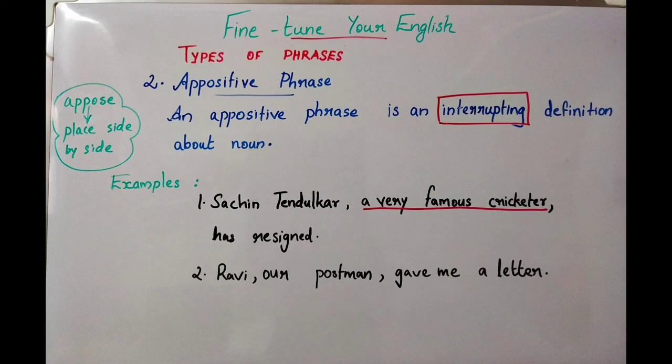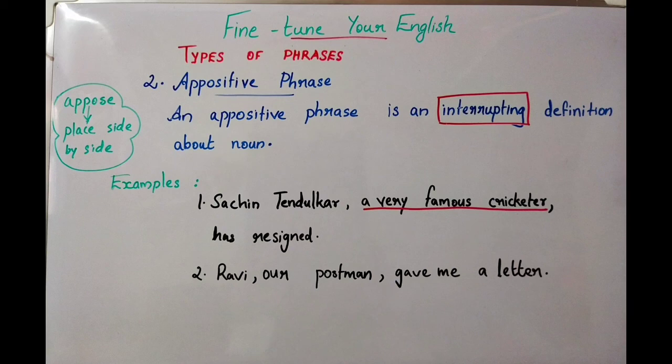See the first example. Sachin Tendulkar, a very famous cricketer, has resigned. Here in the sentence, a very famous cricketer is the appositive phrase. It says something more about the noun Sachin Tendulkar. We are getting the information that Sachin Tendulkar is a famous cricketer. Just remove this appositive phrase from the sentence. Sachin Tendulkar has resigned. It's a complete sentence. So, the sentence will be complete if we remove the appositive phrase, a very famous cricketer.